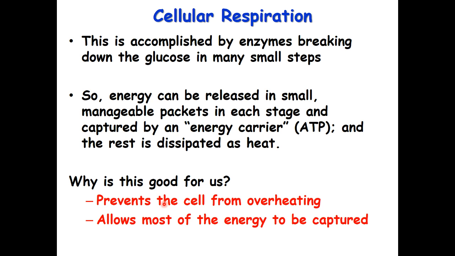Now, enzymes are the ones that make everything possible, right? And cellular respiration is no exception. So when we use enzymes to go through many steps in cellular respiration, the advantage is that the energy will be released in very small, manageable packets, and so it can be captured by ATP. Most of it will be captured as ATP, but like I said, the rest will be released as heat. That's why when you start exercising, when you start breaking down more glucose, you start heating up and getting hot.